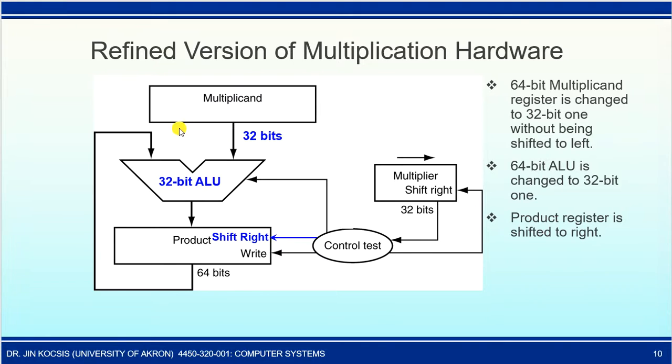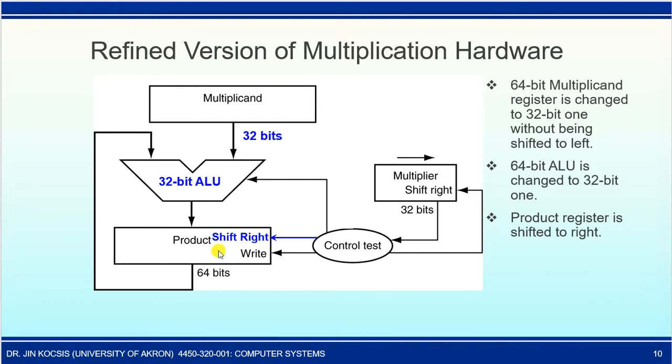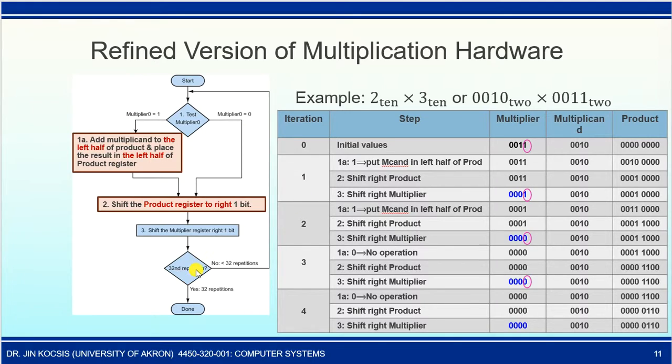Then, if the least significant bit of the multiplier is 1, I will add this 32-bit multiplicand with the left half of the product. That means what I actually do is a 32-bit addition. Therefore, my ALU only needs to support 32-bit addition. Then I will shift the product to the right by 1 bit. Of course, the multiplier still needs to shift to the right by 1 bit.